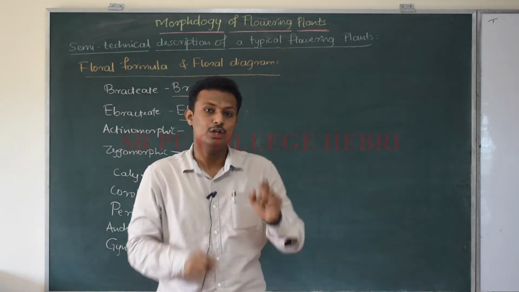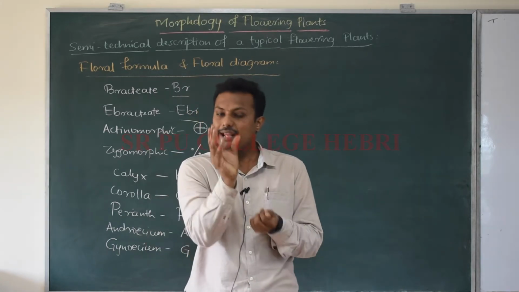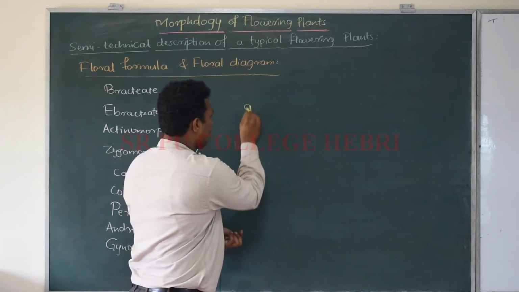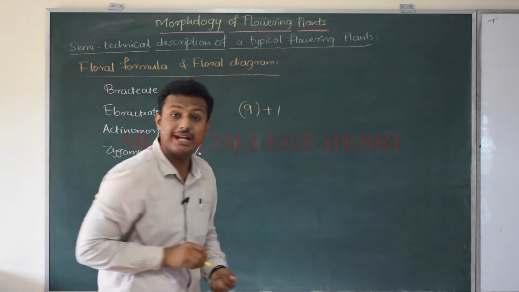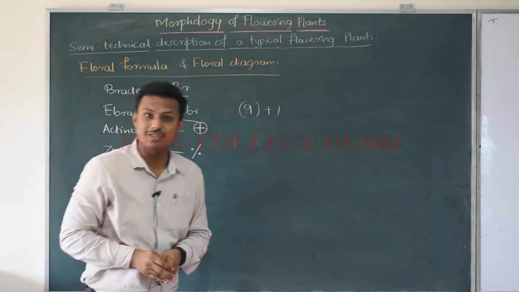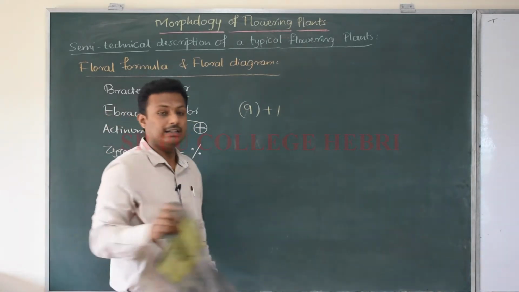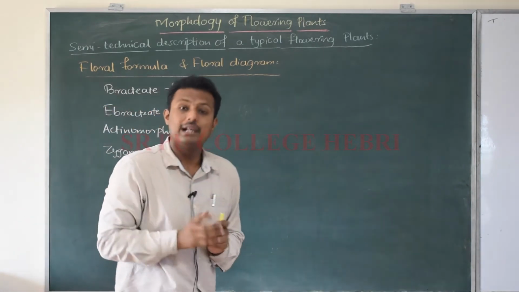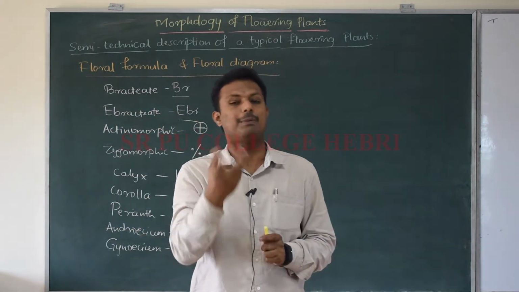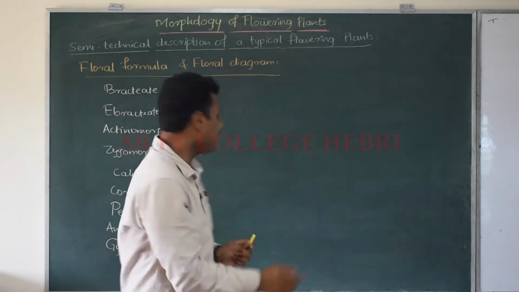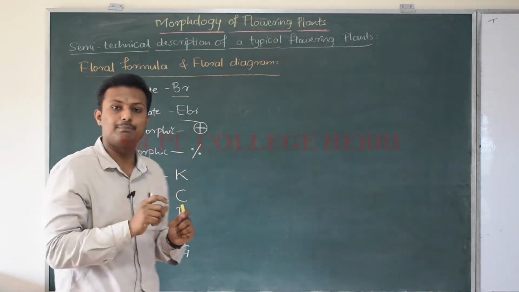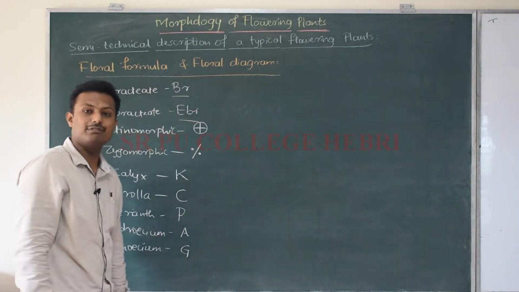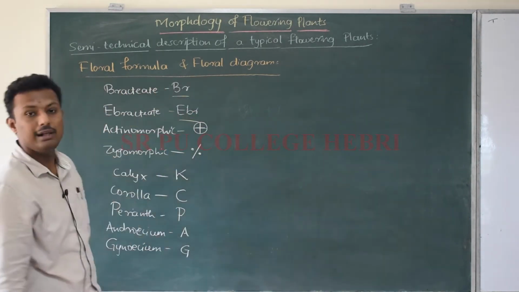The pea flower, so 9 plus 1 condition, so 9 are fused and 1 is free. When they are fused, 9 plus 1, the 9 is bracketed to show they are all fused with each other, right? Sometimes the calyx and corolla also are fused with each other, like gamosepalous condition or gamopetalous condition. That can also be shown with the help of brackets. Okay, so these are certain symbols that we make use of to write the floral formula.